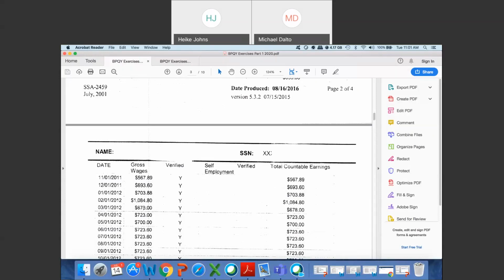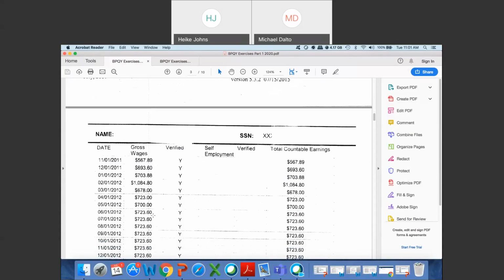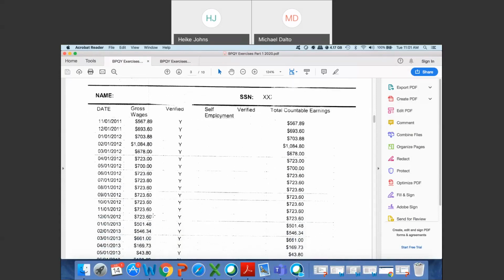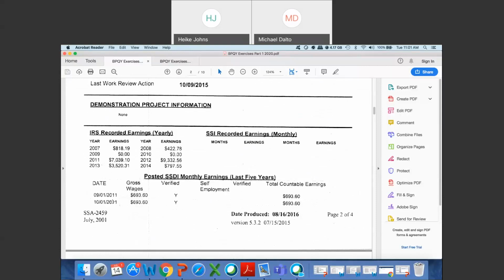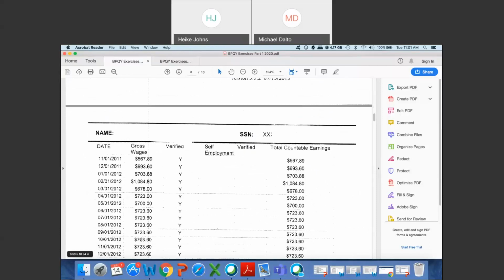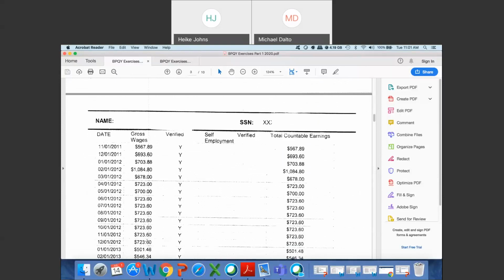March is not, it's below the limit. April, 723, that's just over the limit. April 2012 would be a trial work month as well. And you can see a number of trial work months for June, July, August, September, and the last one listed was October 2012. Now there are additional months after that when earnings were over 720, but October 2012 happens to be the 9th month that earnings were above the threshold, and that would be the 9th and final trial work period month.